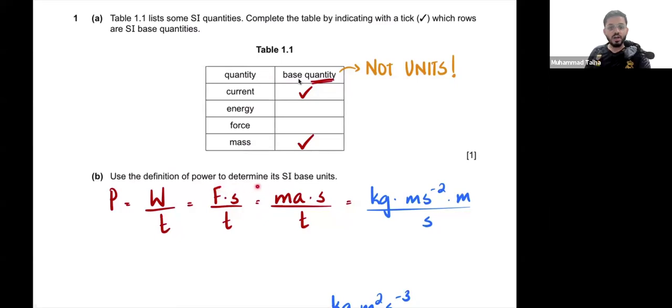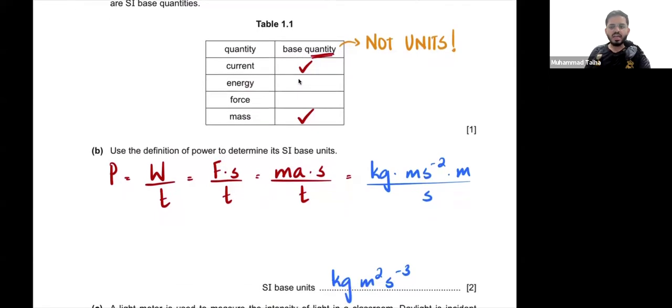Part B, use the definition of power to determine its SI base units. Again, this is really straightforward. Power is work done over time, or energy over time. Work done I write as force times displacement over time. Force I write as Newton's second law, mass times acceleration. And then you have the displacement over time again. Mass is in kg, acceleration is meter per second square, displacement is in meters, and time is in seconds. So meter times meter would become a meter square. And this s, when it comes up, this would be subtracted as well. So this would be -2 -1. So kg meter square per second cube is what we get.